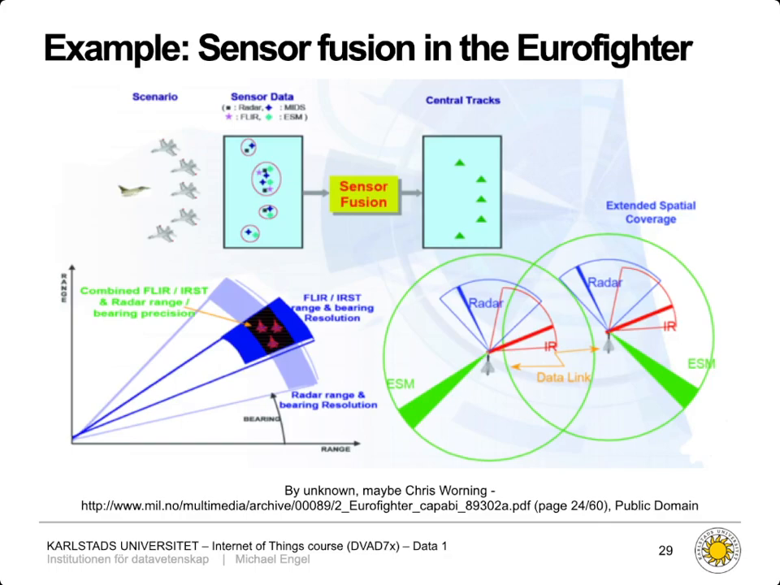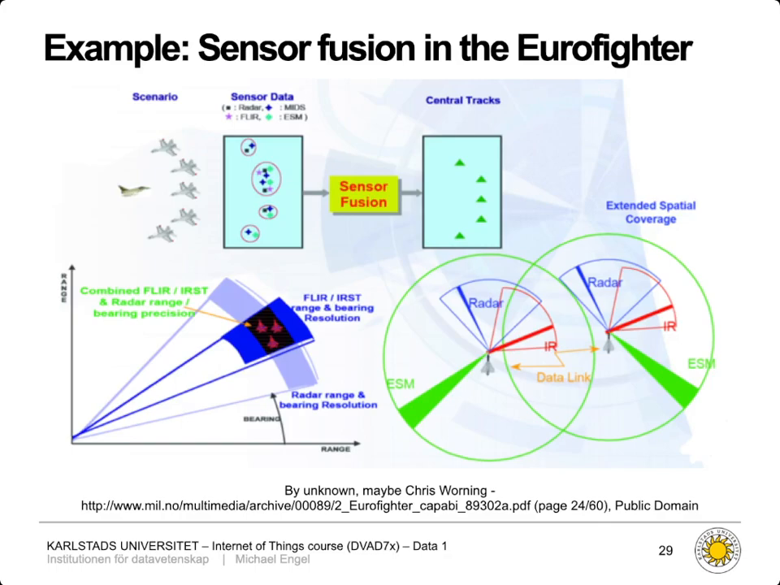But if you combine it with a radar, which has a much larger angle, so the light blue thing here, and a much higher bearing resolution here, then you can combine it to get a better view of your environment. And this is sensor fusion, and of course you have many different sensors in here.